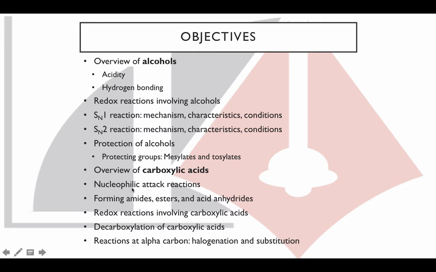We'll talk about nucleophilic attack reactions involving carboxylic acids. And then we'll talk about forming a few carboxylic acid derivatives. And we'll talk about redox as well as decarboxylation reactions of these acids. And finally, we'll talk about halogenation and substitution at the alpha carbon of carboxylic acids.